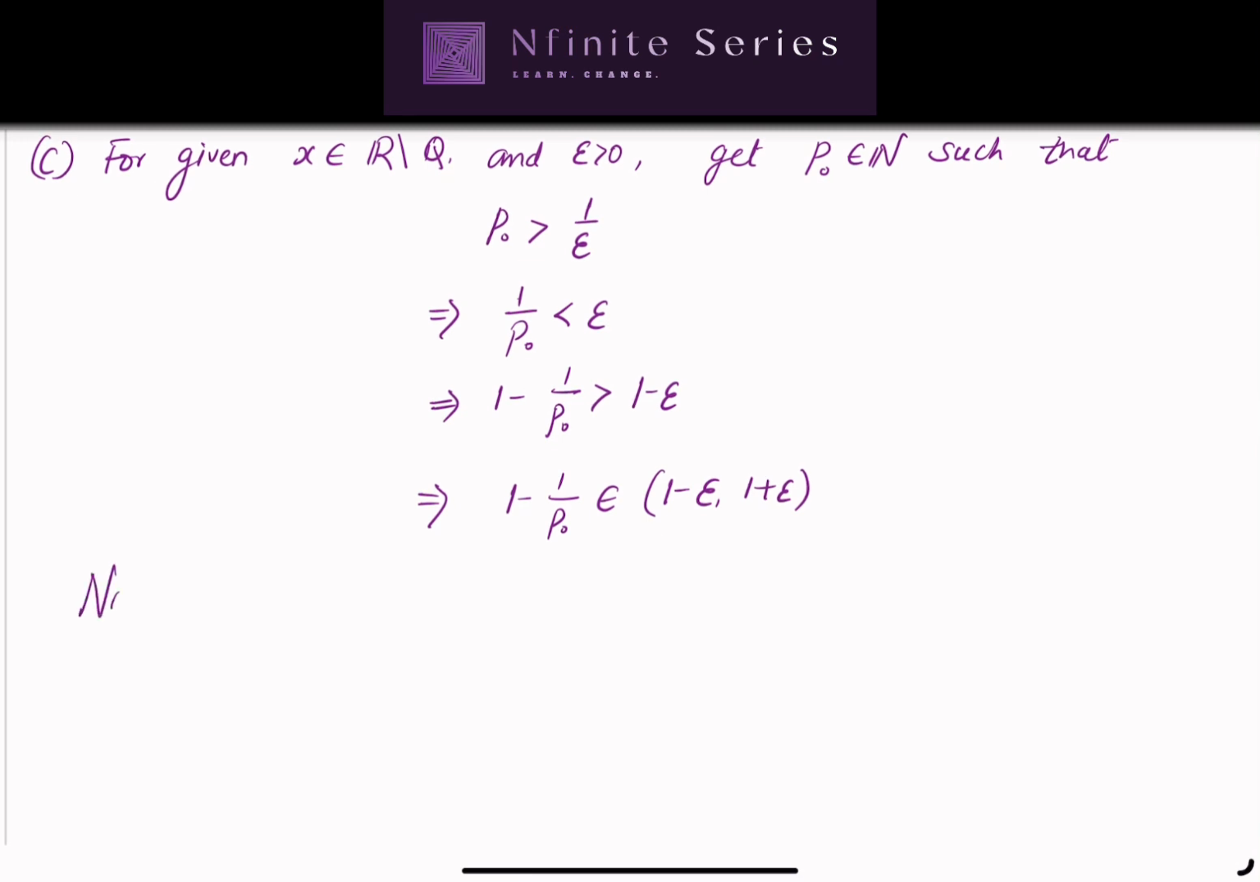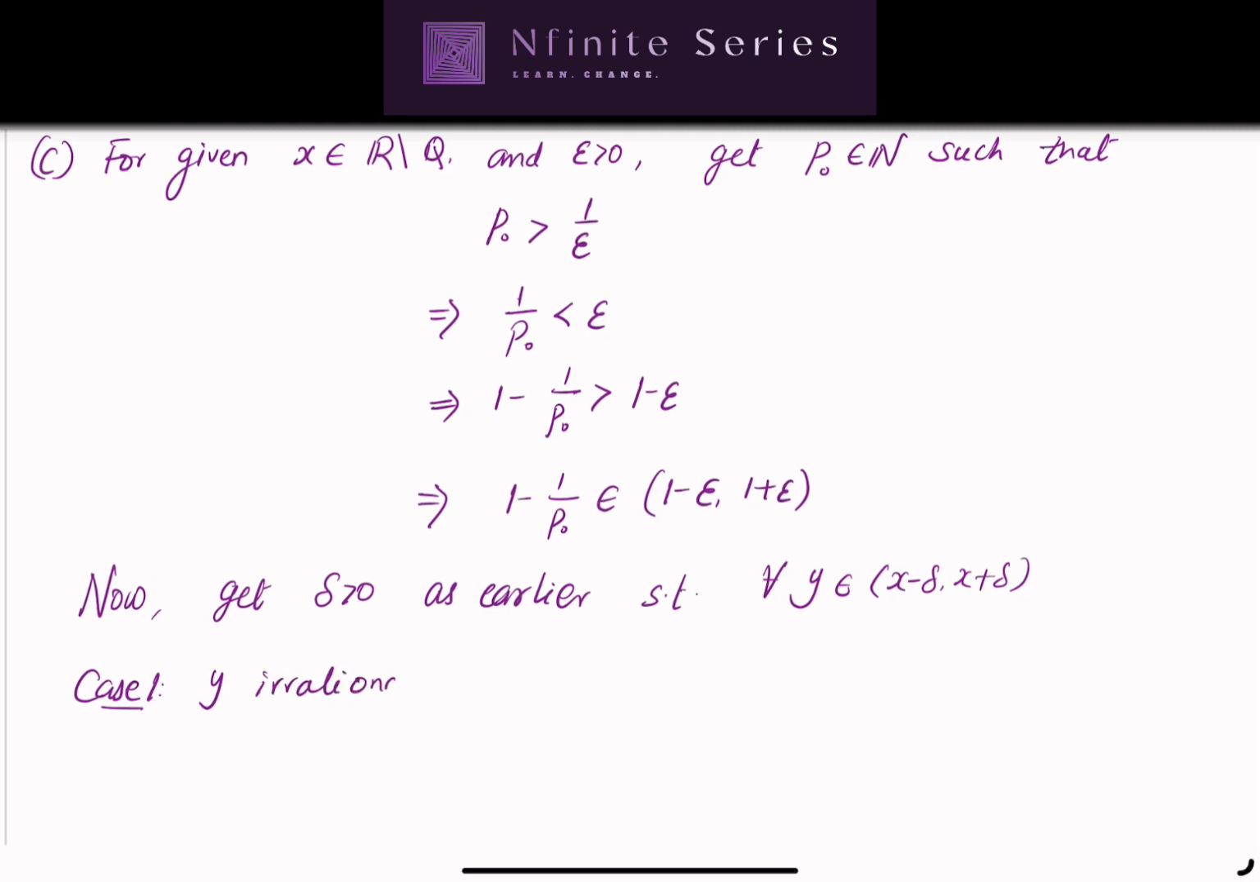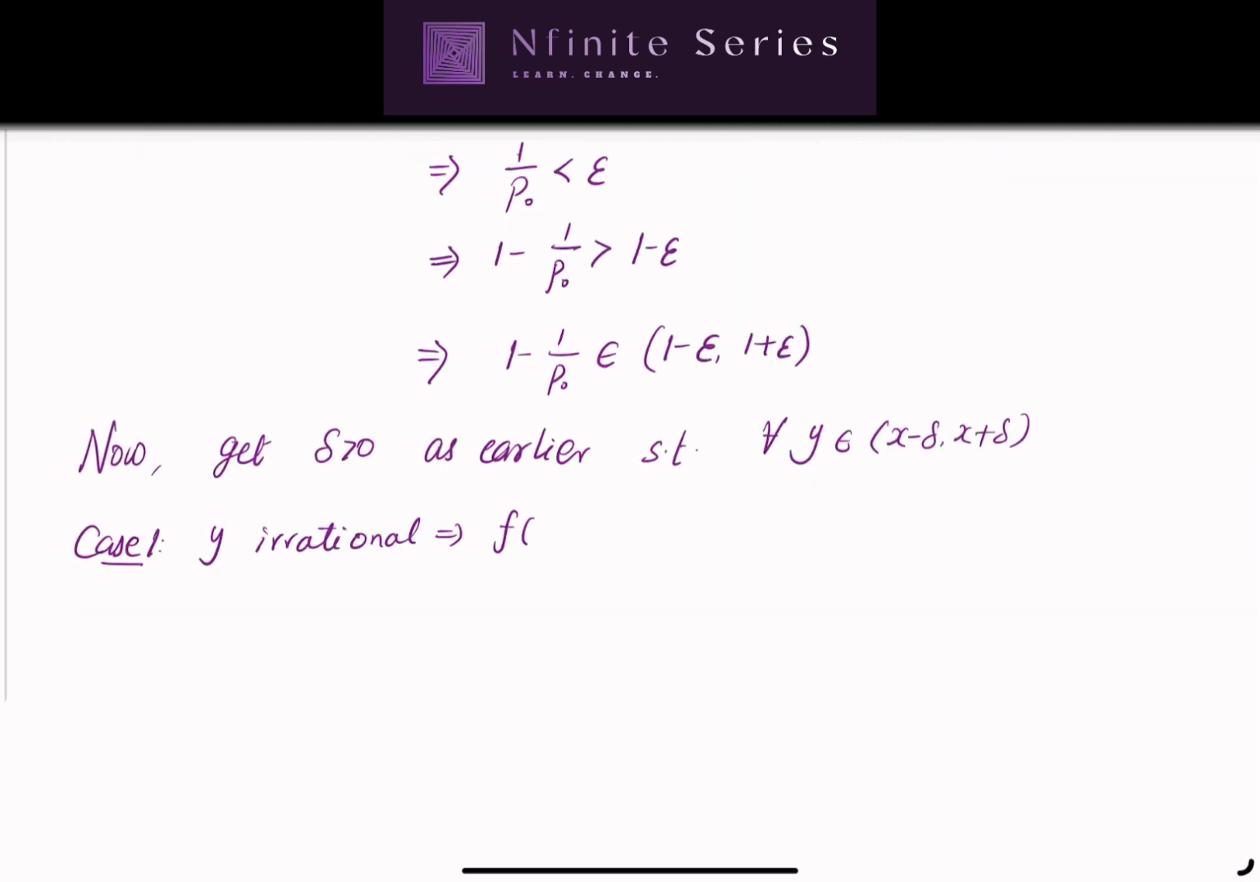Now to prove the continuity of the function at x, let us consider delta positive for this given p naught as in parts A and B. What happens is that if you take any y in this delta neighborhood of x, then we have the following. Case 1, y is irrational. In this case, f of y is also equal to 1, which is equal to f of x, and hence f of y is in the epsilon neighborhood of f of x.